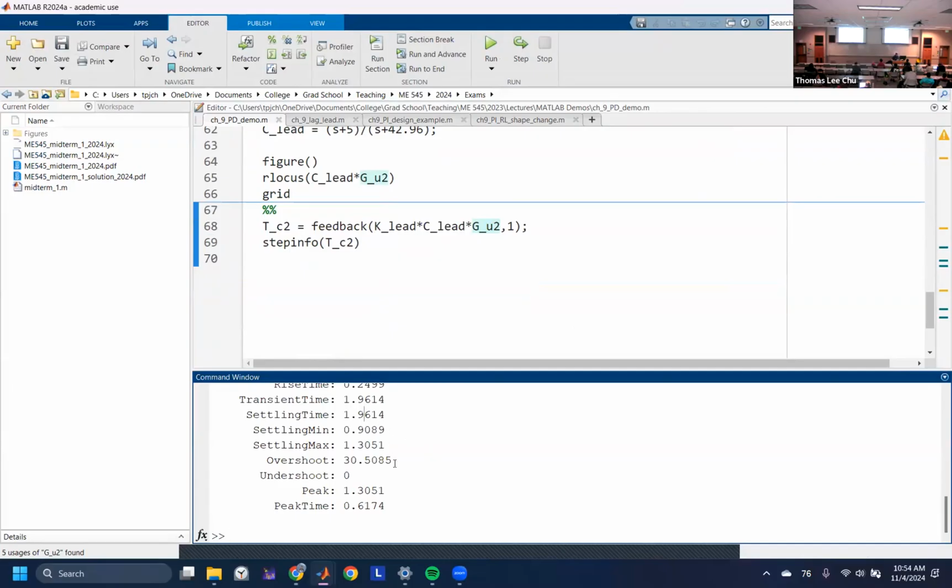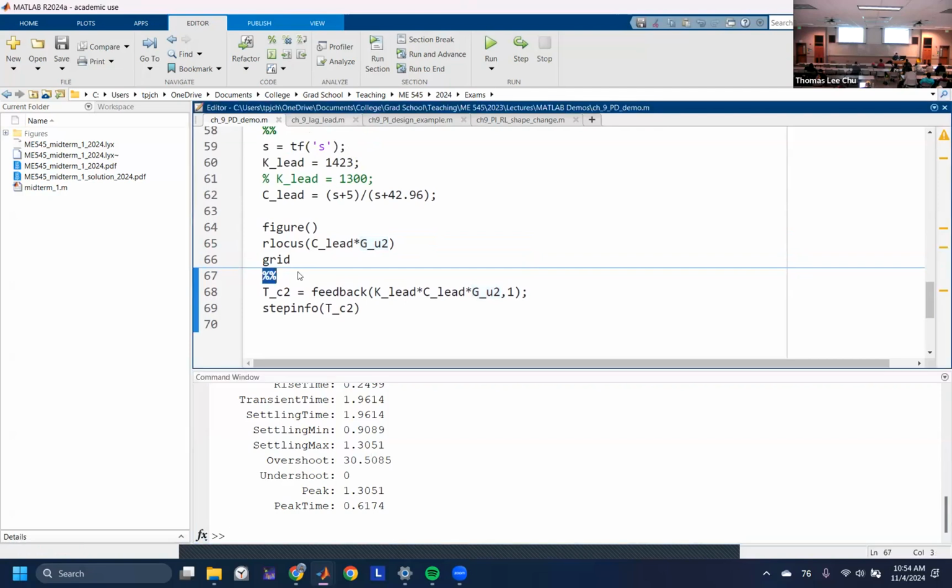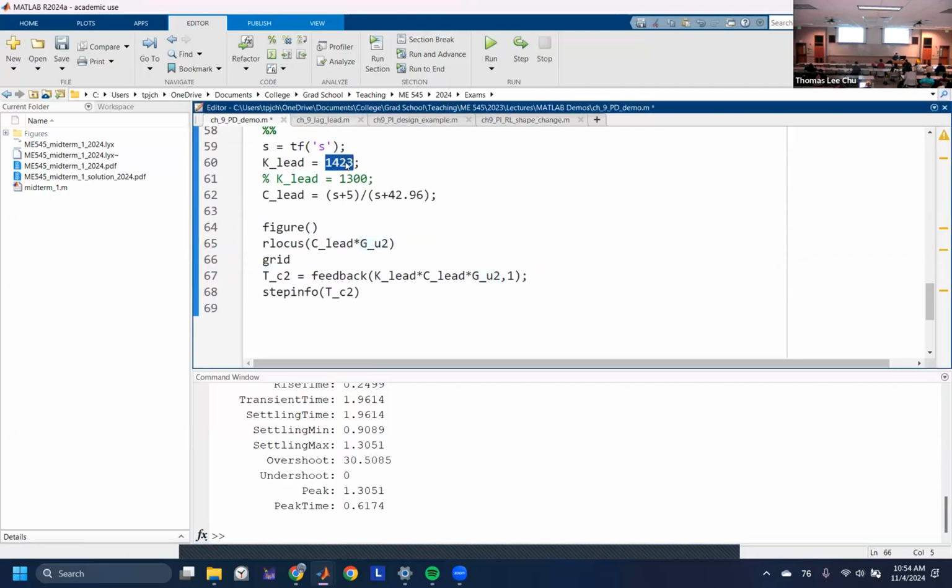Our percent overshoot is a little bit high at 30.5%. Typically, to reduce your percent overshoot, you reduce your gain. So if I were to say instead, 1,400 is too high now, and we have a little bit of leeway with the transient or the settling time, we can reduce the gain. Usually increasing gain will improve your transient response, but it's at the cost of percent overshoot.